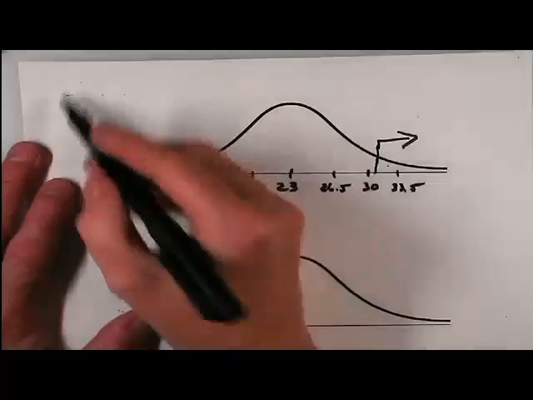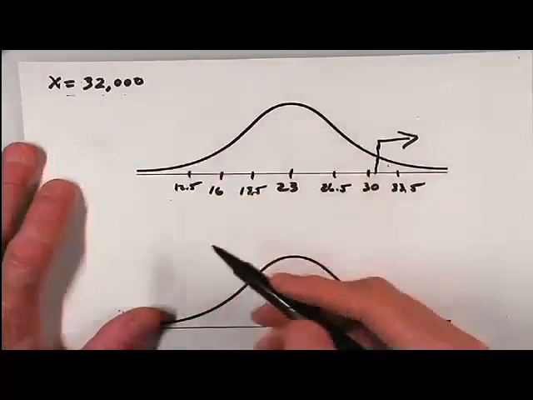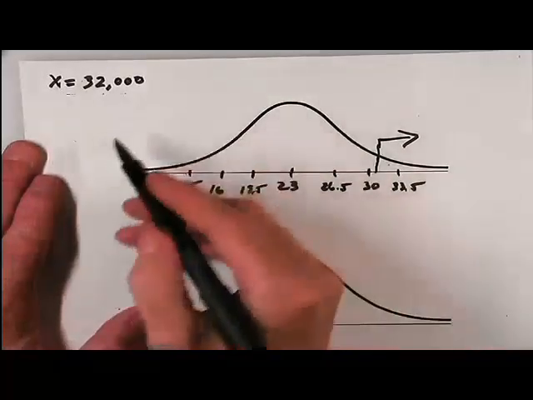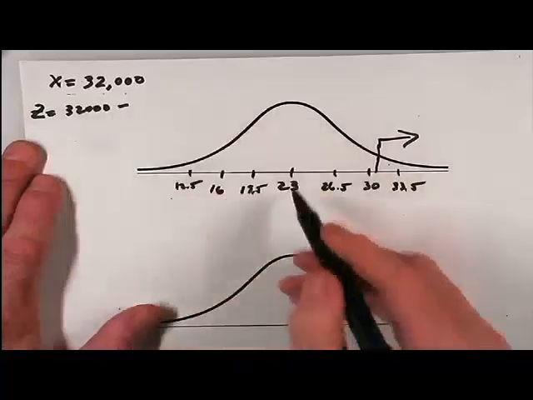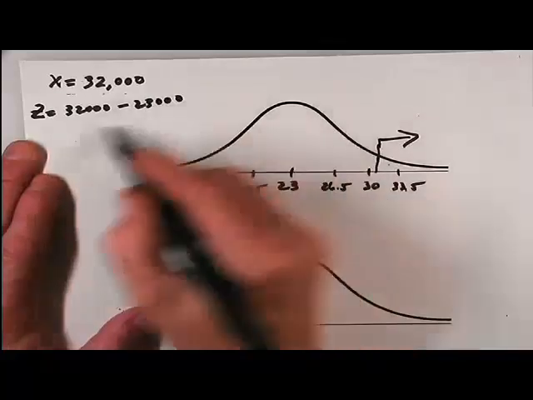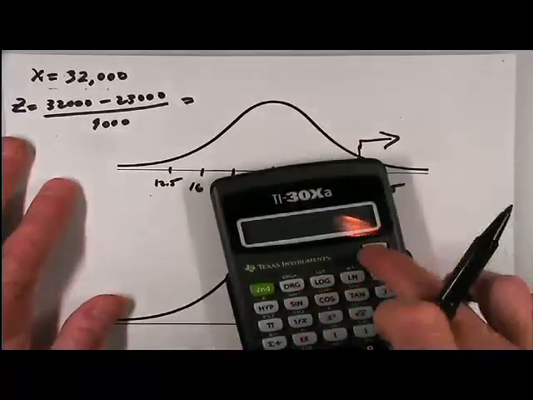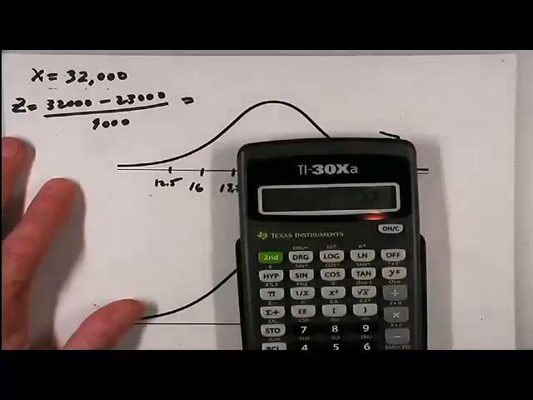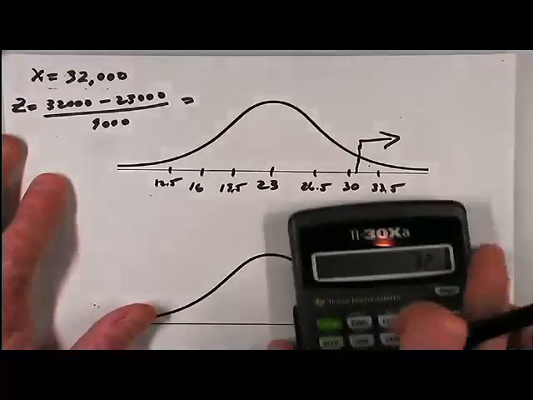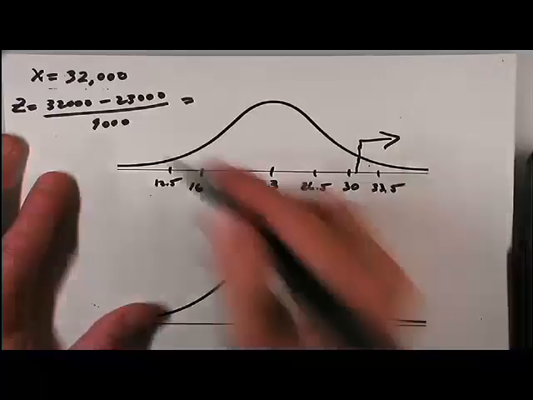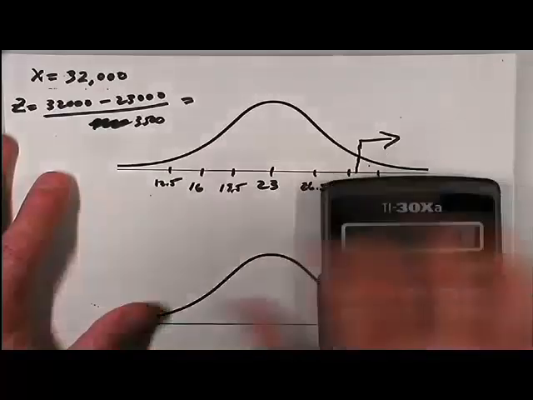So the first thing I do is my x is equal to 32,000. Okay? So then my z-score for that would be z equals 32,000 minus 23,000 divided by 9,000. Okay? So 32. Shouldn't it be 3,500? Because the standard deviation is not 9,000. The standard deviation is 3,500. Oh, whoops, I got the problems confused, right. 3,500 on this one. Gotcha, sorry.